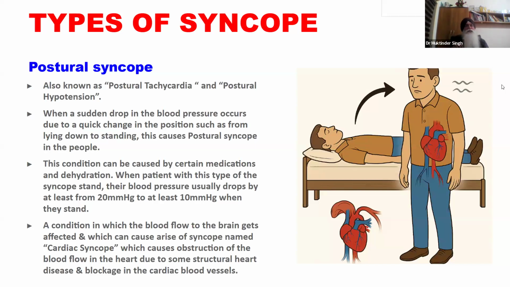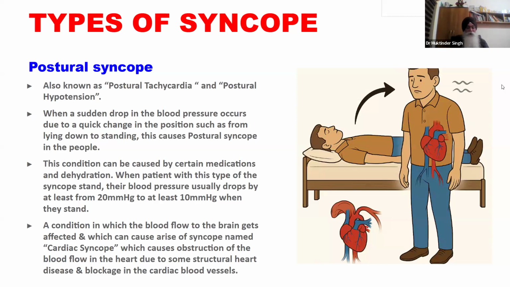Say someone is having 100 by 60 blood pressure, and if it drops to 80 by 40, the brain will not get the blood supply. The condition in which the blood flow to the brain gets affected can give rise to a syncope named cardiac syncope. Then the heart is not able to cope, which causes obstruction in the blood flow in the heart due to some structural heart disease and blockage in the cardiac blood vessels.